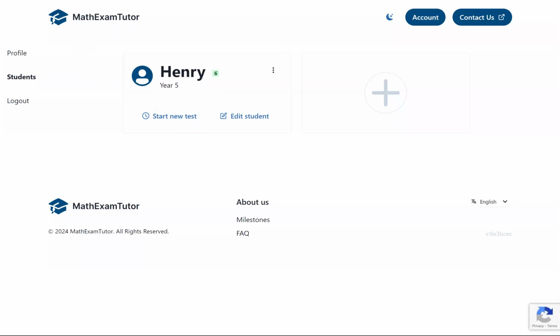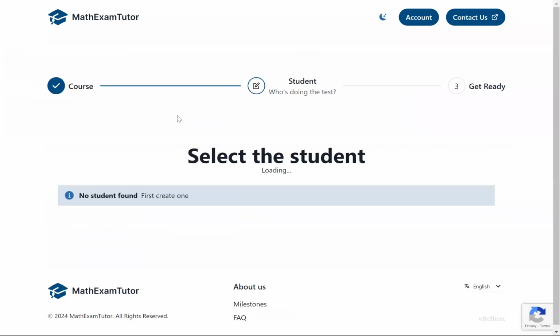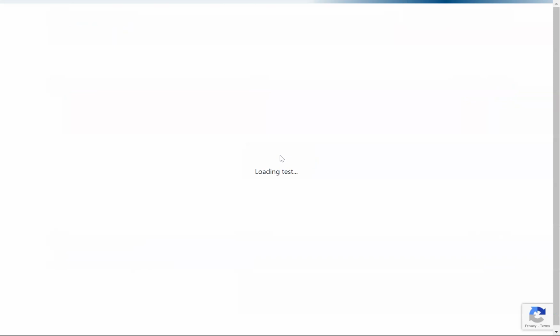In this example, I have a student Henry and he's in year 5. And I'm going to start a test for him.